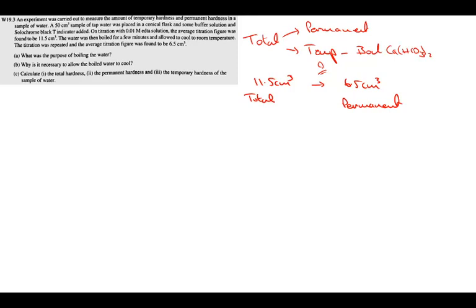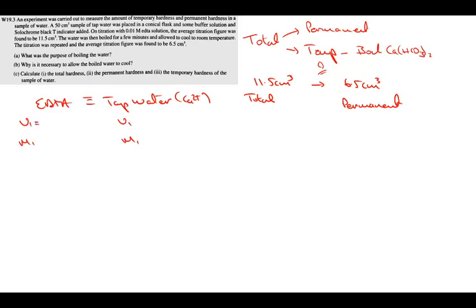And then of course number 3, calculate the total hardness and permanent hardness and the temporary hardness of a sample of water. Well, we've got two things we can work with. First of all, we're taking EDTA and we're titrating it against tap water, which we know has a certain amount of calcium or magnesium ions. We know that the volume and the molarity change before boiling and after boiling. So we'll worry about that in a moment.